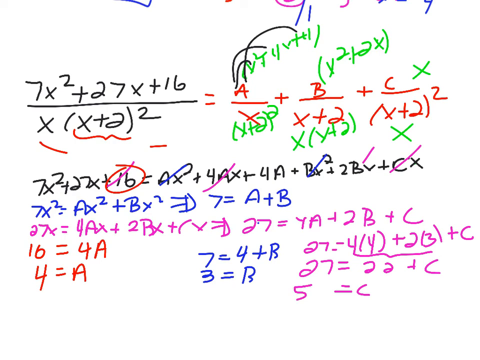And then the last thing you have to do is to write the partial fractions. So we have a over x, that's 4 over x. B over x plus 2, so that's 3 over x plus 2. And c, which is 5 over x plus 2 squared. Okay, so let's take a look at 3b.